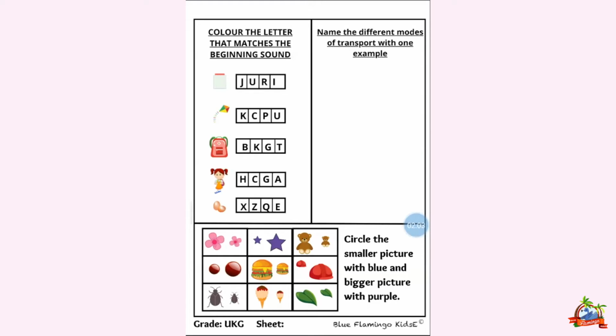Understood? So let us revise A to Z with one words and their spelling. A for apple. A double P L E, apple. B for ball. B A double L, ball.